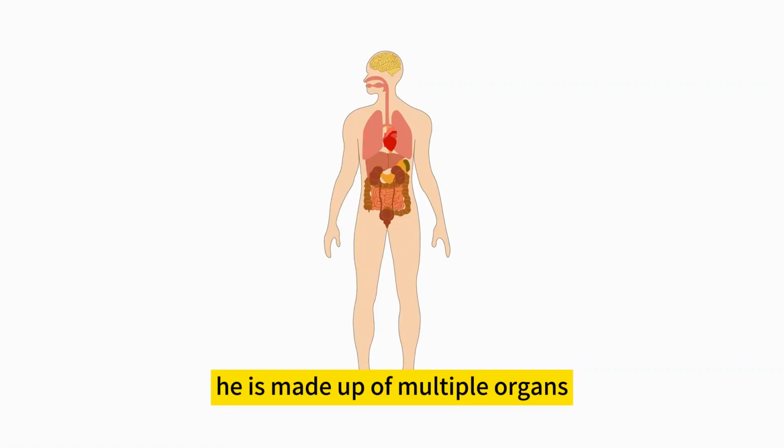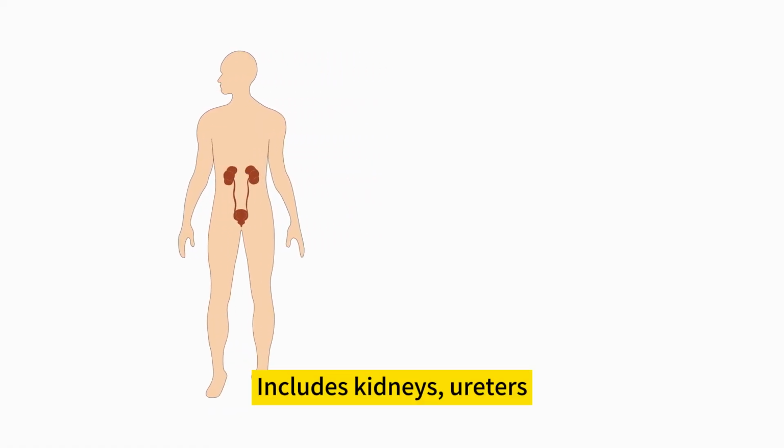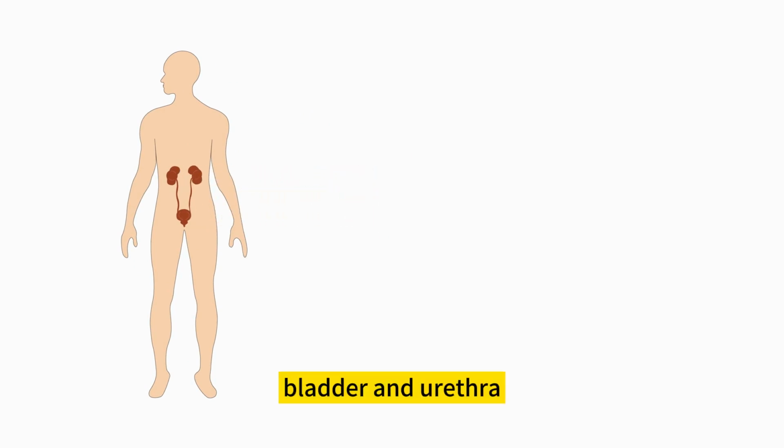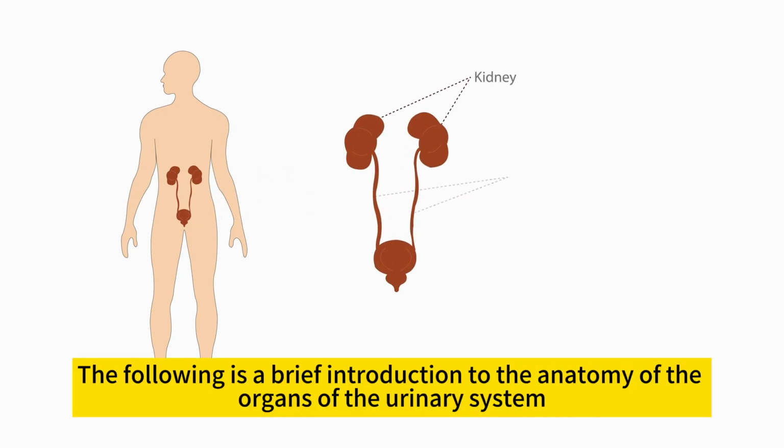It is made up of multiple organs, including the kidneys, ureters, bladder and urethra. The following is a brief introduction to the anatomy of the organs of the urinary system.